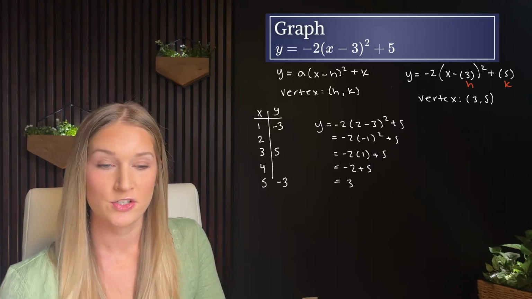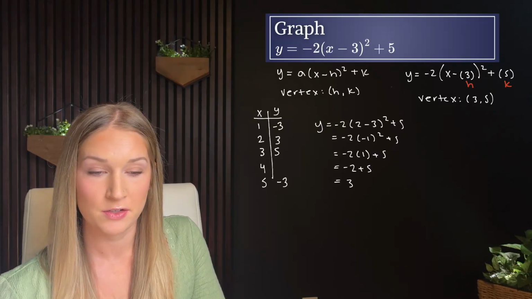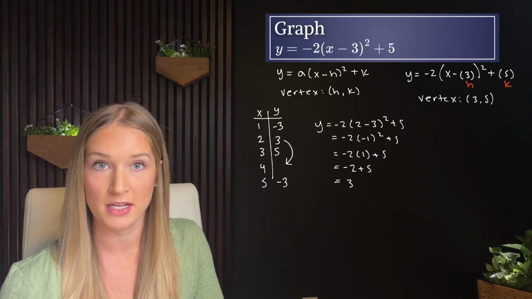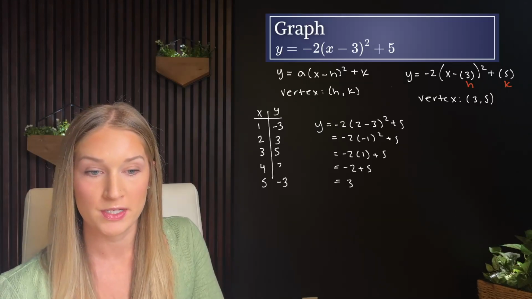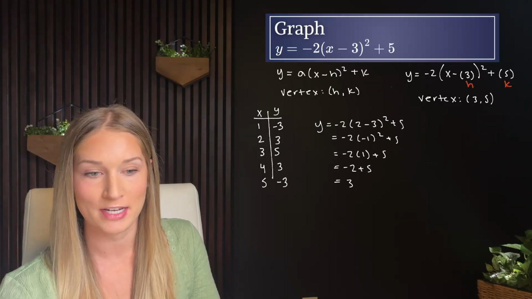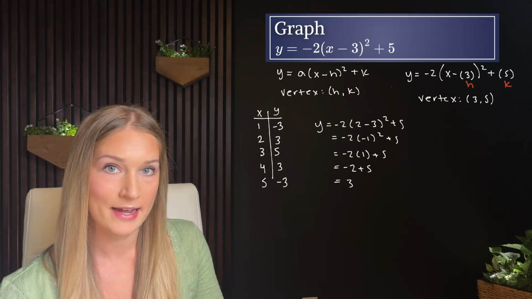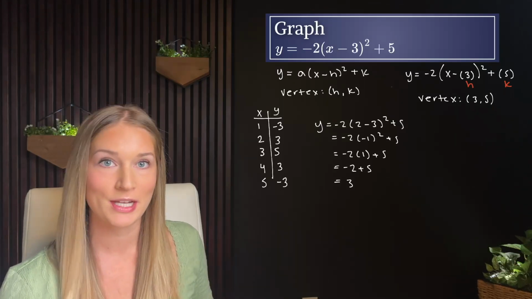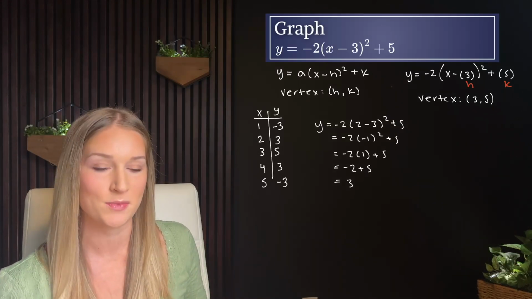So when I plugged in a 2, I got out 3, and again, I created my table so that we would be symmetric, and my 4 is also going to give me a 3. So my table is complete. Now I just need to create myself a coordinate plane, throw these onto the graph, and sketch my graph.